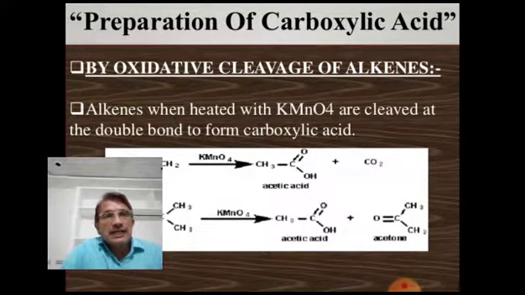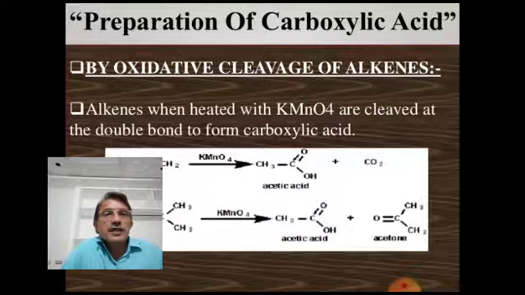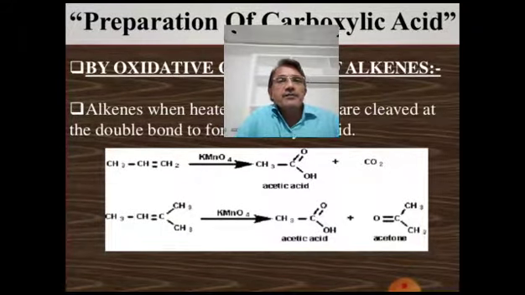Oxidative cleavage of alkenes. Alkenes, when heated with KMnO4, that is potassium permanganate, are cleaved at the double bond to form carboxylic acid. Carboxylic acid can also be prepared from alkenes. Alkenes, when heated with an oxidizing agent, potassium permanganate, give a carboxylic acid. Look at the reaction.